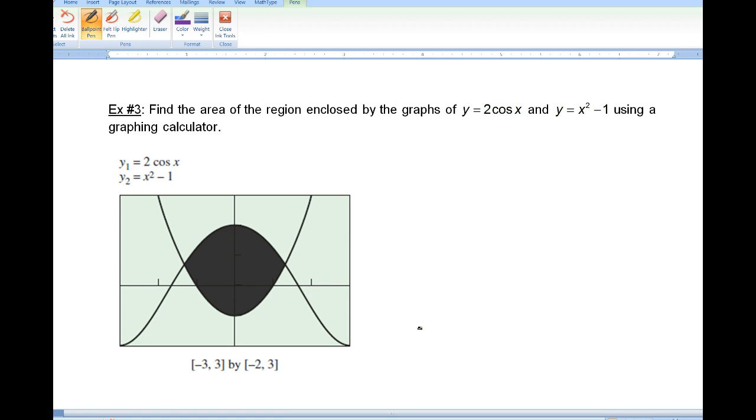So, find the area of the region bounded by y equals 2 cosine x and y equals x squared minus 1 using a graphing calculator. First of all, which one is the upper curve, which one's the lower? Which one is 2 cosine x and which one is x squared minus 1? Okay, the 2 cosine x is on the top.